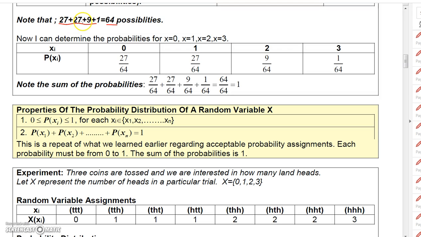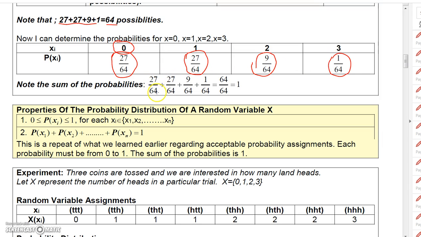Now, something else I can do from this is, since I know the number of ways to get none, 1, 2, or 3 correct, I can actually determine the probability of getting none, 1, 2, or 3 correct. So the probability of getting none correct, well, since there's 27 ways out of 64 to do that, that probability is 27 out of 64. The number of ways to get 1 correct would also be 27 out of 64. The number of ways to get 2 correct, well, there's 9 ways that can happen, so that would be 9 out of 64 for the probability. And the number of ways to get 3 correct, there's only 1 way out of 64 to do that.